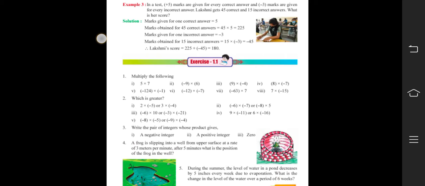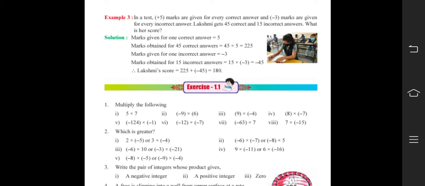Next one, see children, exercise 1.1. Multiply the following. 5 into 7. How much? 5 sevens, 35. Why? Because here both are positive integers only. So you should write 35.